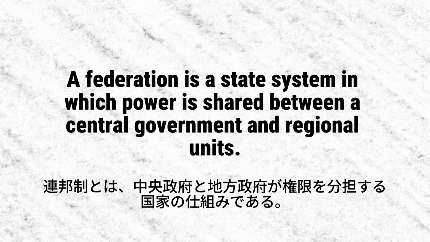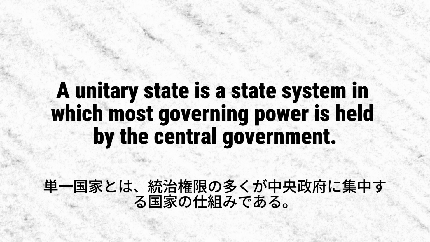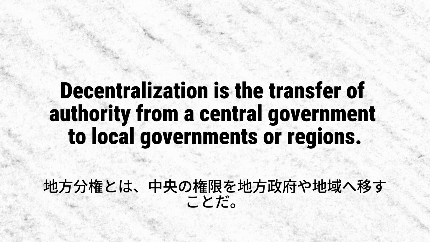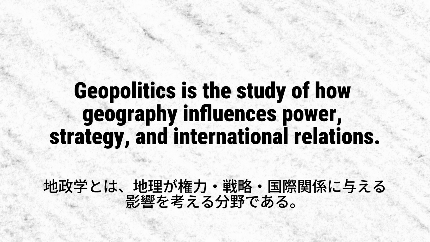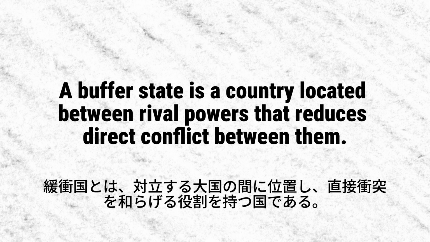A federation is a state system in which power is shared between a central government and regional units. A unitary state is a state system in which most governing power is held by the central government. Decentralization is the transfer of authority from a central government to local governments or regions. Geopolitics is the study of how geography influences power, strategy, and international relations. A buffer state is a country located between rival powers that reduces direct conflict between them.